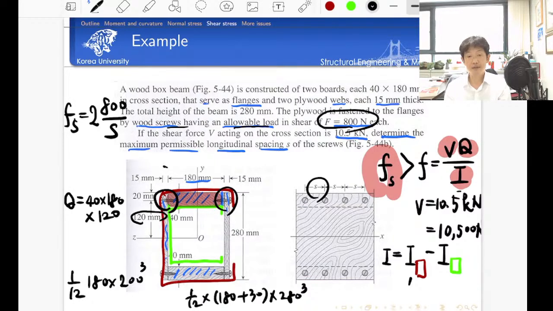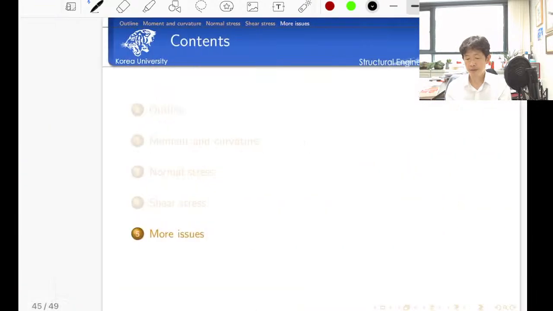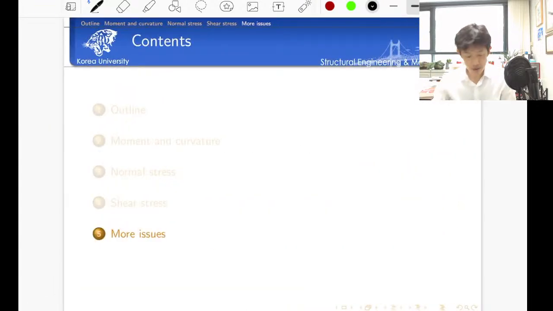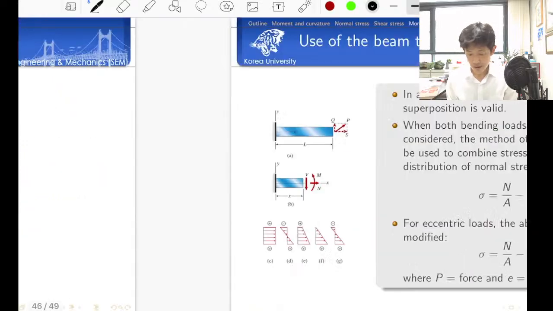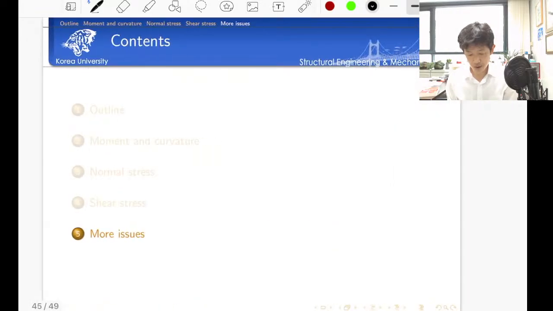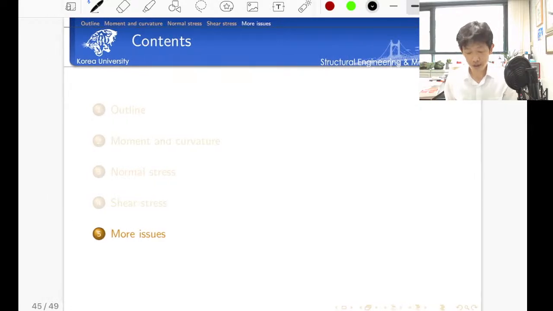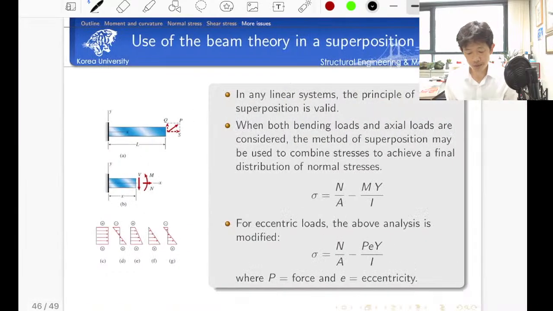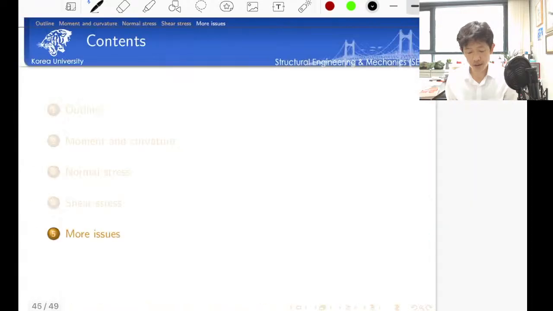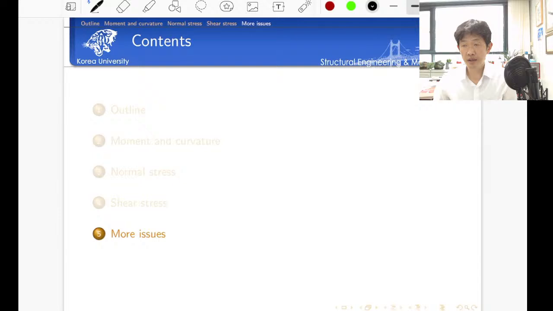Do you have any question? The detailed calculation using numbers is given in the textbook, you may follow the procedure. I provided you the concept of this example problem. I want to stop my lecture here today, and we'll cover up to here in the midterm examinations. We'll talk about the superposition issues later, okay? Do you have any questions?